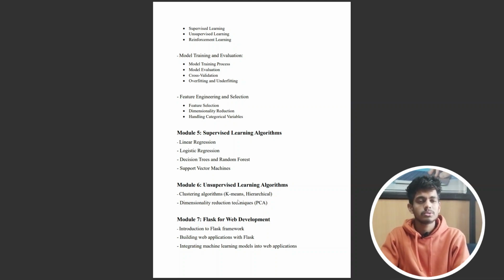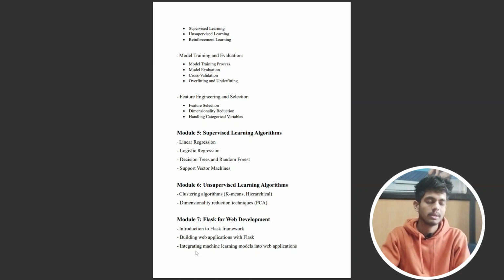After this, module 7 is Flask for web development. We make a project or model in machine learning, save it with the help of the pickle library, and use it on the web server with the help of Flask. So Flask is used to deploy your projects, also making the project in the form of a web application. So we cover introduction to the Flask framework, building web applications with Flask, and integrating a machine learning model into a web application. We cover this topic in the Flask playlist.